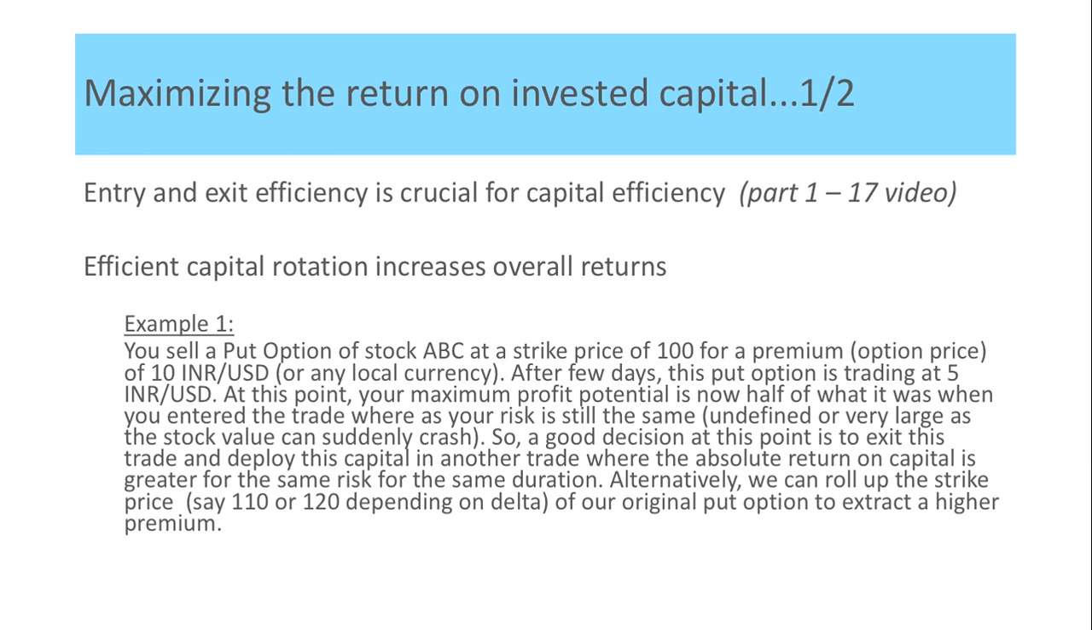Another way to do this is by rolling up the strike price of our existing trade. We sold this put option originally at a strike price of 100 bucks. We've extracted about 50% juice out of the premium that we initially sold it for. So we can now roll it up, square off the current option and sell another put option at a strike price of 110 or maybe 120, depending on where the current spot is, and extract a higher premium. This is another way that we can maximize the return on the capital that we deployed for this trade.